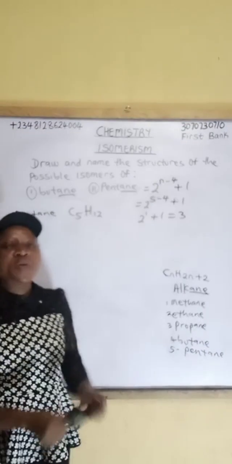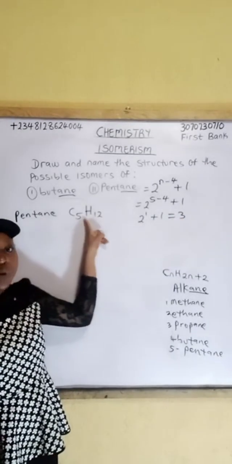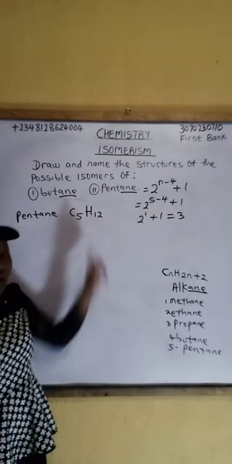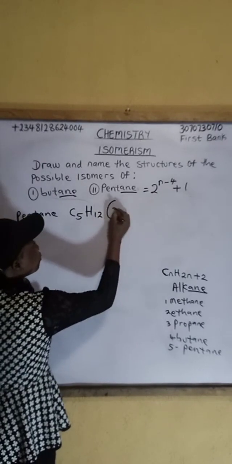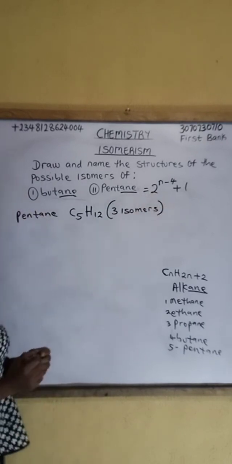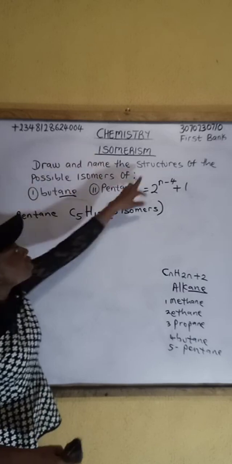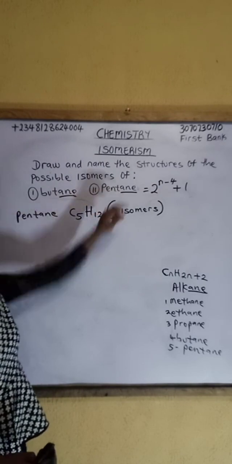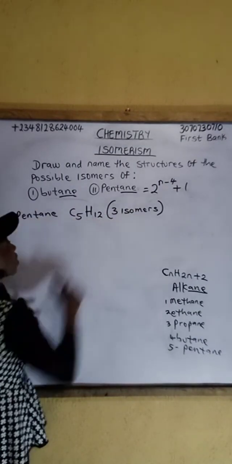So it shows that we'll be able to derive 3 possible structures from the molecular formula of pentane. So we have 3 possible isomers. Then what will be the first structure? Because our question says draw and name the possible structures, the isomers of pentane. So we have 3 possible isomers.